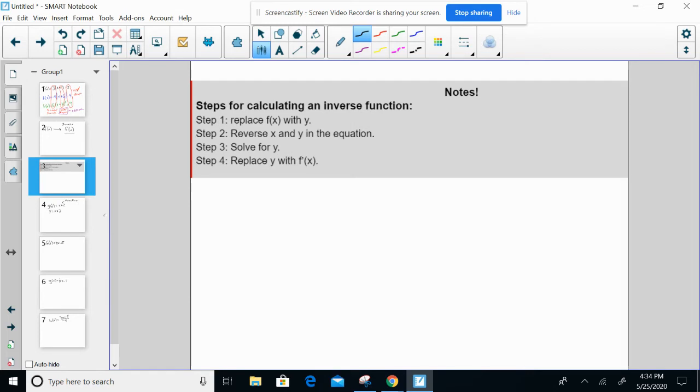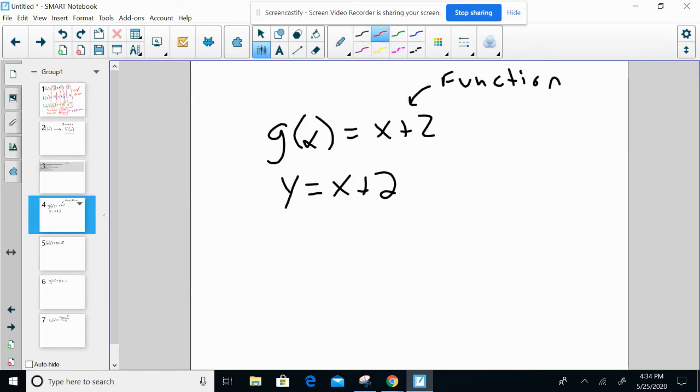Step 2, reverse the x and the y. So what you're going to do is I'll do it in a different color here. X equals y plus 2. So just to reiterate, step 1 was rewrite it as y, and then step 2 is flip it.